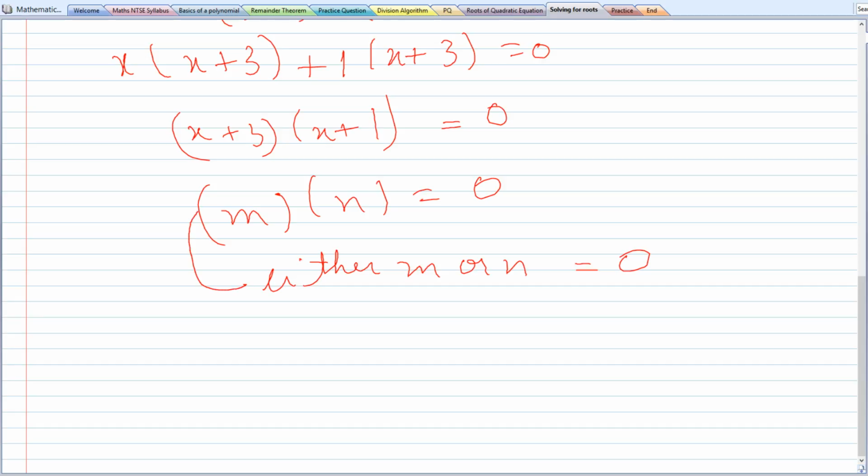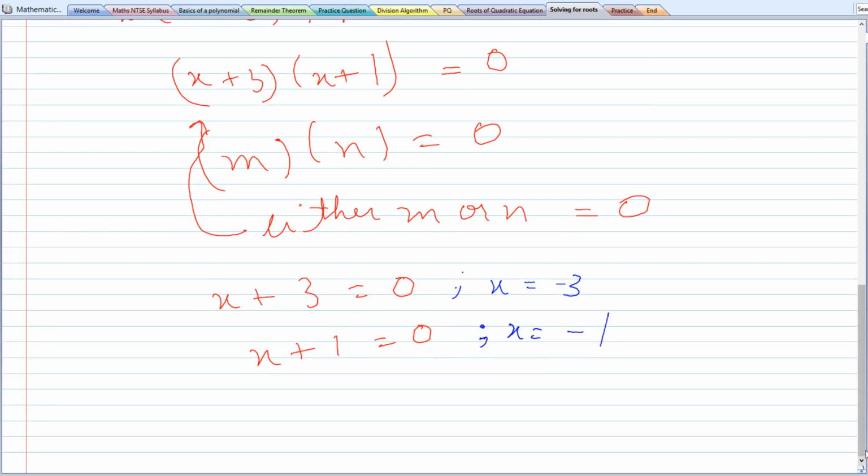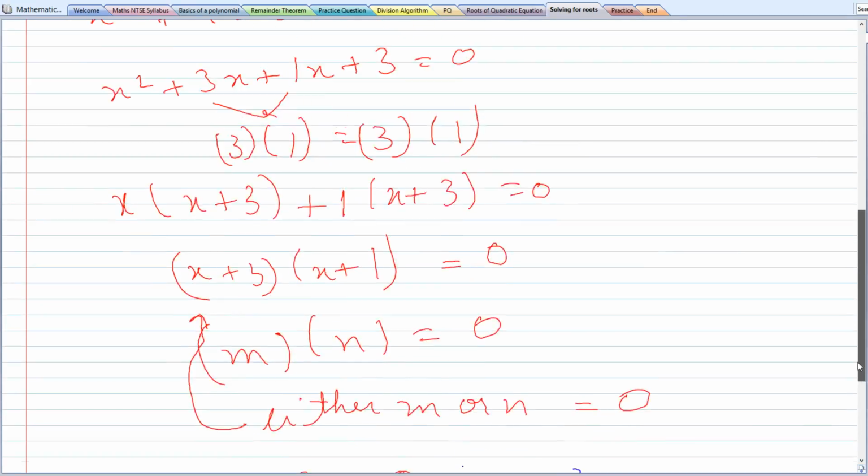Right? So applying this logic here, we get x plus 3 is equal to 0 and x plus 1 is equal to 0. Okay? This gives me x is equal to minus 3, x is equal to minus 1. So x is equal to minus 3 and minus 1 are the roots of my equation.